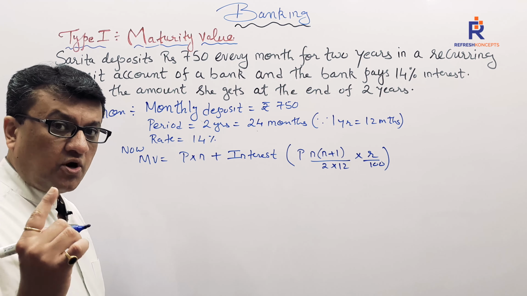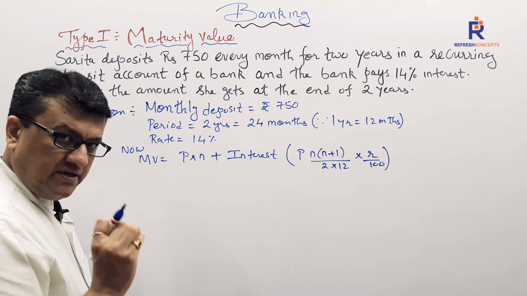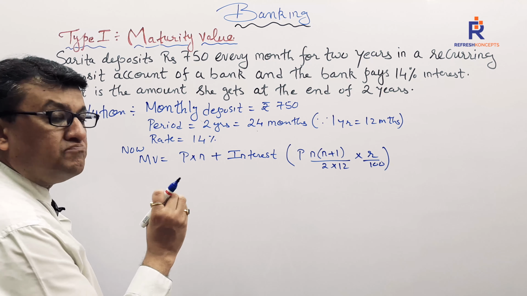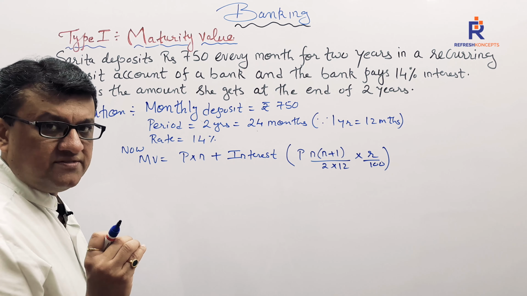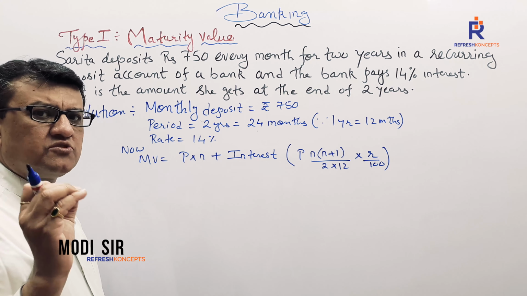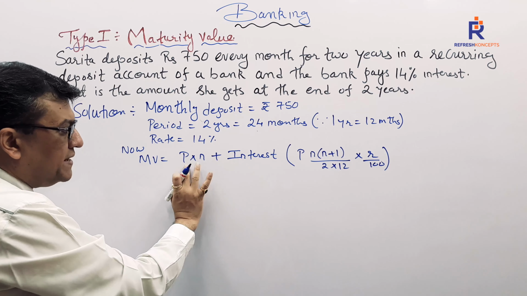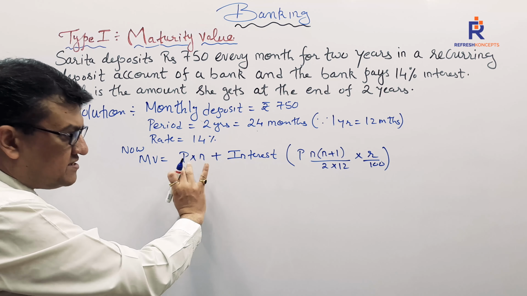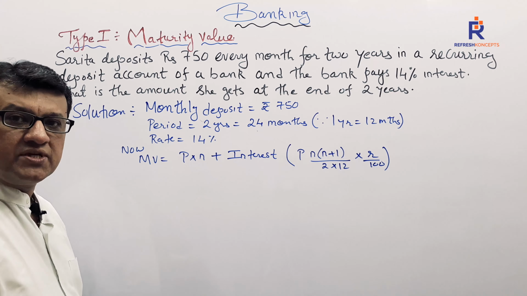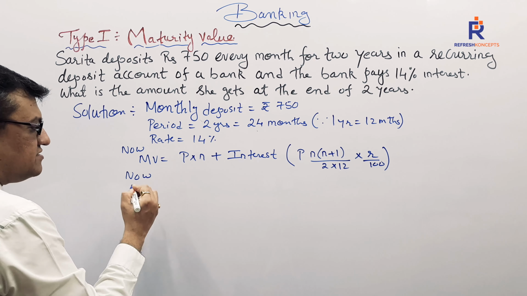But as a teacher I would always love to find interest separately. The reason is that there are students who might commit mistakes in calculation. I don't say that every single child will, but some might. So it's better to find interest separately, P into n, that's the total principal, separately, and then finally add them together.